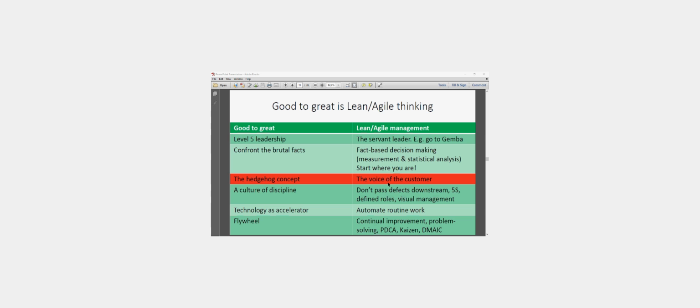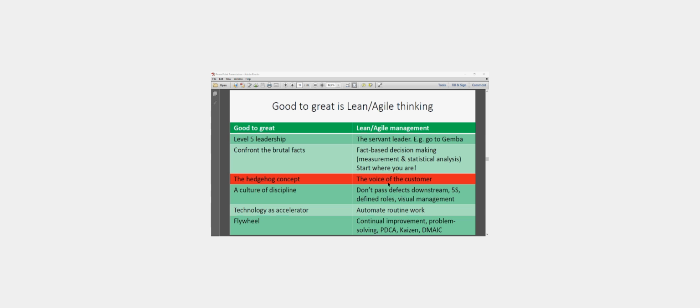The one bit that's not really the same is this concept of the hedgehog. So what is the thing that you're going to be best at, versus in lean and agile we say the voice of the customer is the most important thing. I can actually see that these 2 things can get together, maybe the hedgehog concept from a strategic perspective, and once you've done that, a strategic shift over to listening to our customers and their experience of whatever we're offering them. A culture of discipline maps to rules that we define within lean and agile.